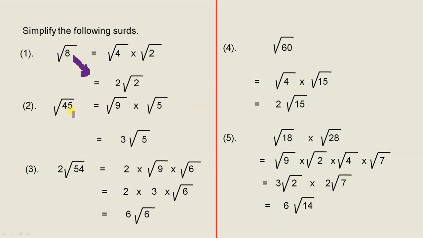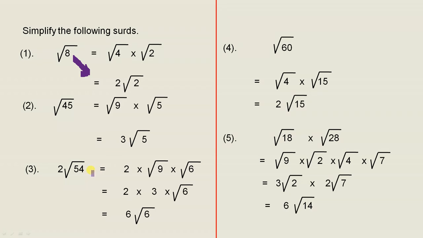In a similar manner, the square root of 45. Now we know that 45 is 9 times 5. 9 is a perfect square. The square root of 9 is 3, so that's 3 the square root of 5, and that's actually multiplication.